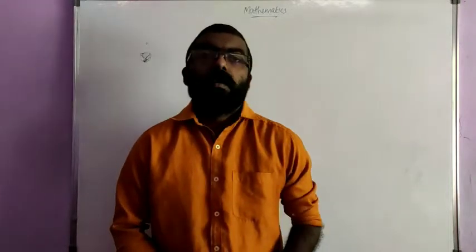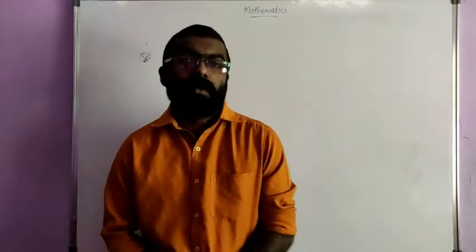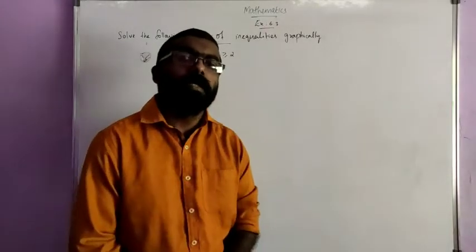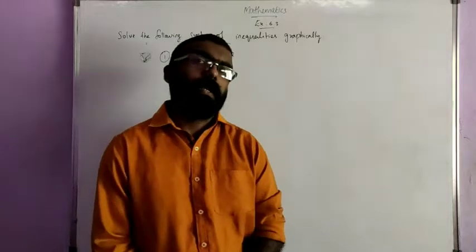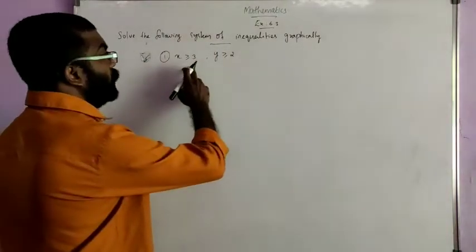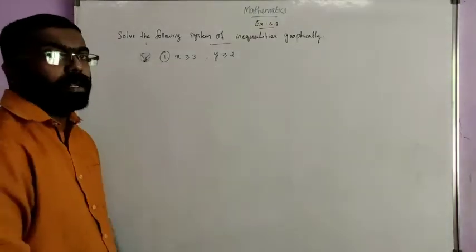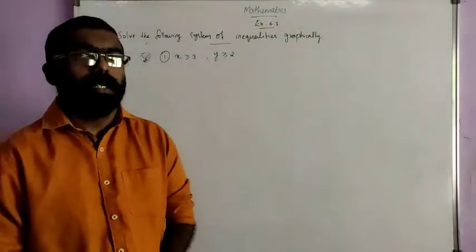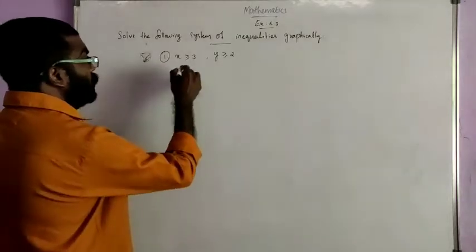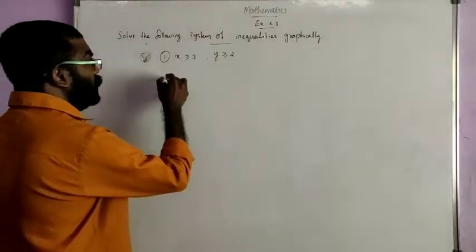Okay, now let me discuss some problems from exercise 6.3. We can start with question number 1. Here we have to solve the system of linear inequalities graphically. x greater than or equal to 3 and y greater than or equal to 2. This is the question. So first of all, we can draw straight lines representing each of these inequalities.